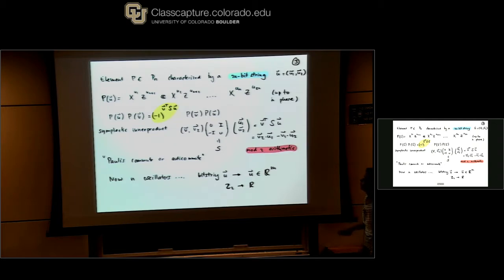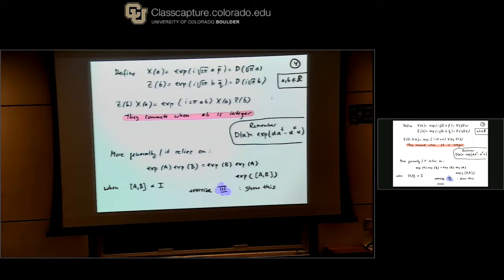Yeah, so now if you have n oscillators, the bit string gets mapped onto a vector u that is now in R to the n, right? So here the bit string was in something that's Z to the n, right? But now I map it onto R. Okay, so what does that look like?